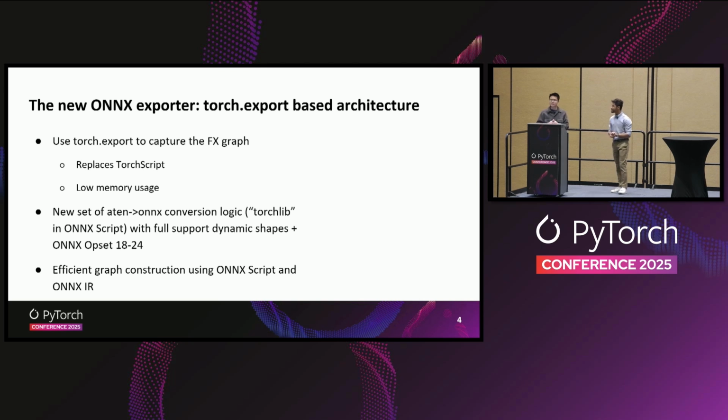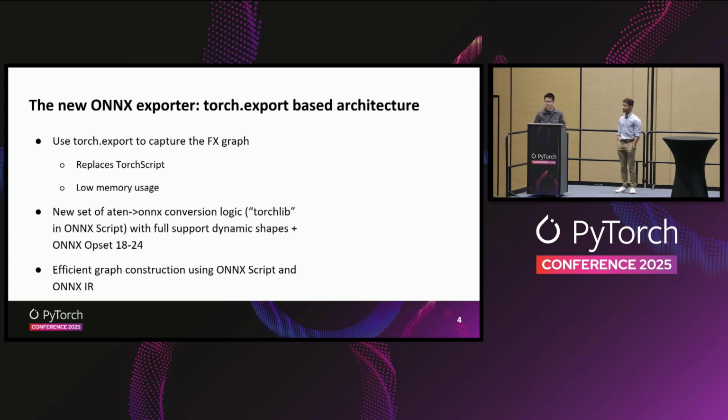Thanks, Maanav. To start, the ONNX exporter has a new architecture. It's built on top of torch.export and ExportedProgram. We leverage torch.export and torch.fx to be the graph capturing mechanism. This replaces TorchScript to give us a clean, functionalized FX graph for conversion to ONNX.